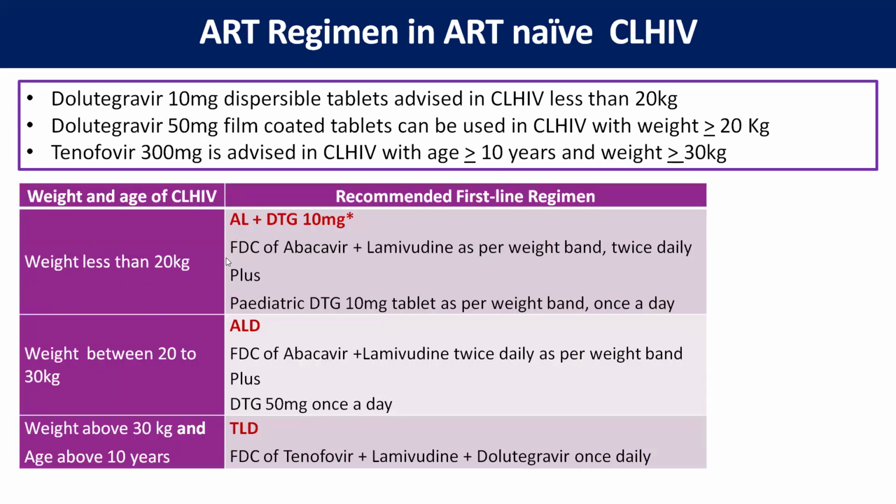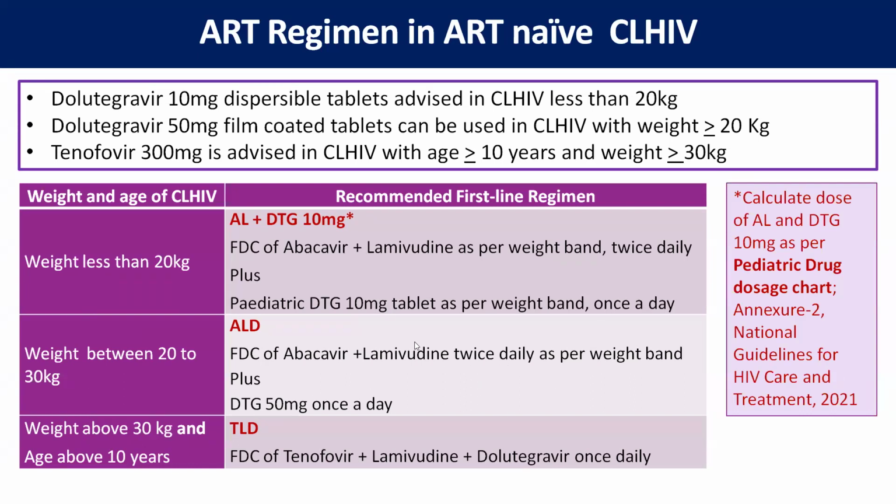Weight less than 20 kg: abacavir, lamivudine plus DTG 10, according to the weight band, abacavir and lamivudine twice daily, and dolutegravir once daily. In case of 20 to 30 kg, it is ALD, that is 50 milligram film coated tablet. Abacavir, lamivudine twice daily again as per the weight band, and DTG 50 once daily. Weight above 30 kg, it is a TLD, single pill combination of tenofovir, lamivudine, dolutegravir once daily.